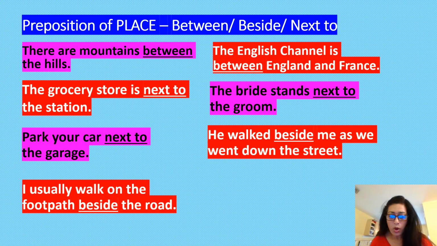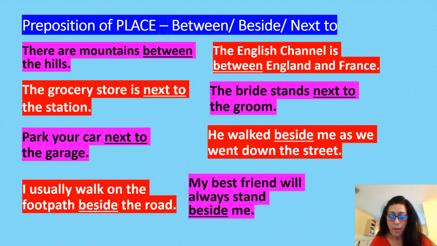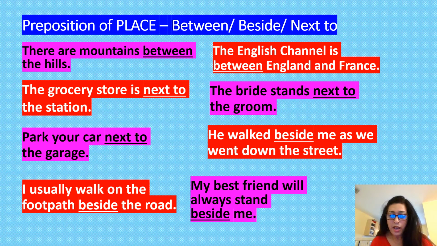I usually walk on the footpath beside the road. My best friend will always stand beside me. Now there is a slight difference. There are two words we have. One is beside and the second is besides with an S. So we need to know the difference because there is quite a lot of difference between the two words. So please don't get confused. So let's take a look at that.